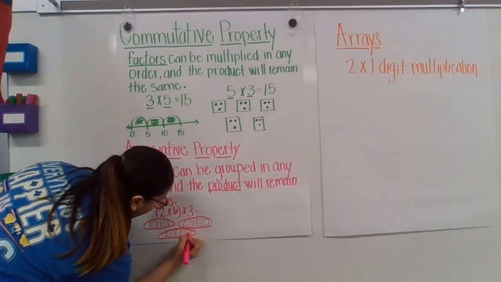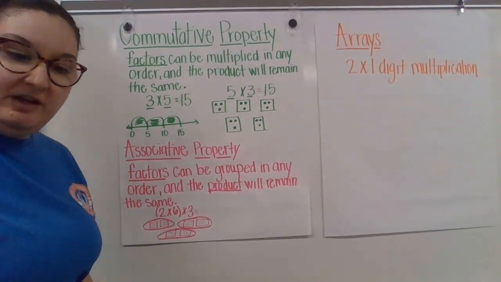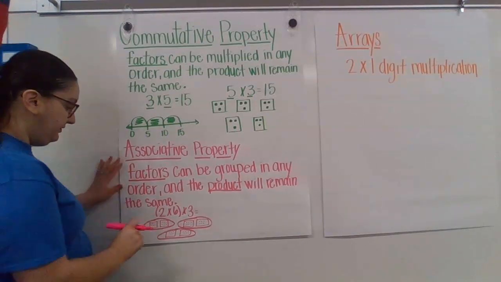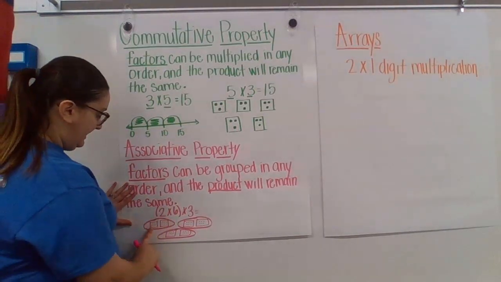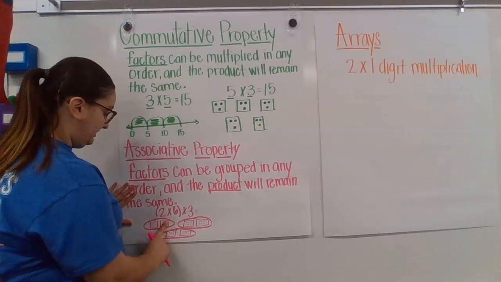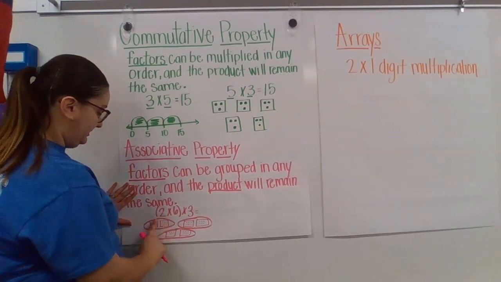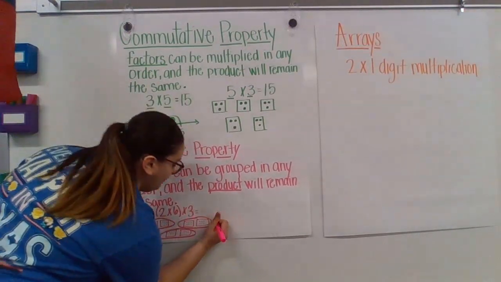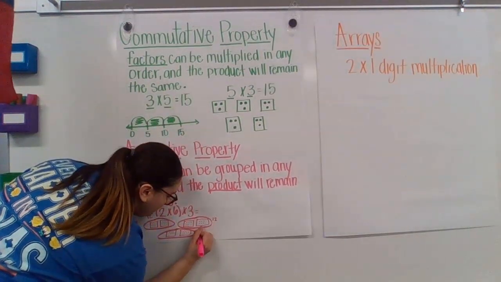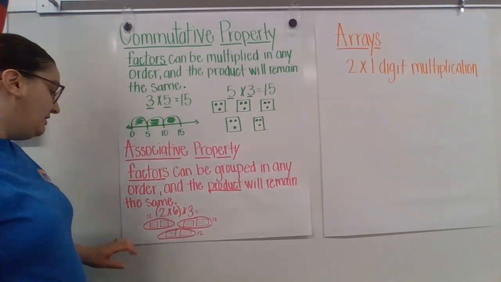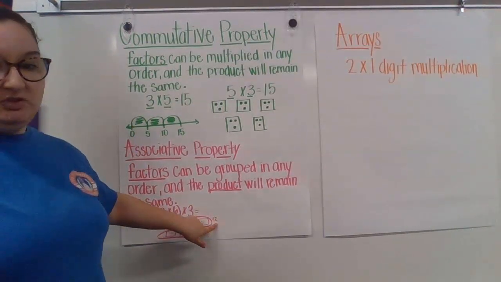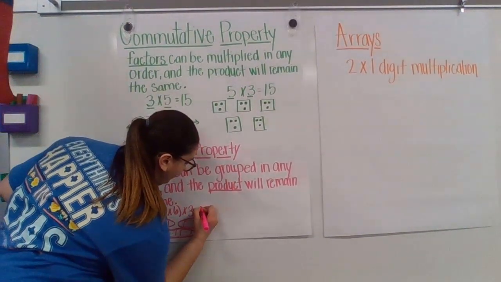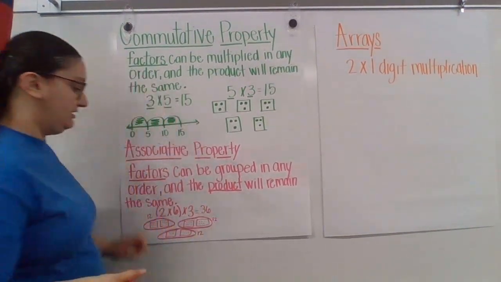One, two, three, four, five, six. Okay, and so let's try to figure out my product for this. Let's look at this first group. I have two groups with six in them. So I know that six plus six is 12. So I have 12 in this group, 12 in this group, and 12 in this group. Okay, so 12 plus 12 is 24, plus 12 is 36. So my product is 36.